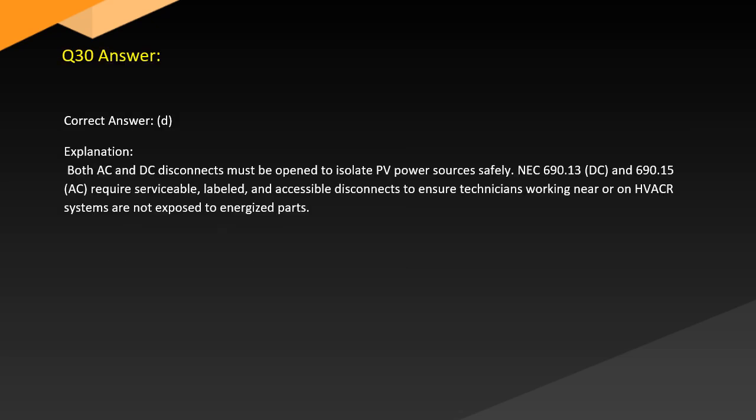Answer. Correct answer: D. Explanation. Both AC and DC disconnects must be opened to isolate PV power sources safely. NEC 690.13 (DC) and 690.15 (AC) require serviceable, labeled, and accessible disconnects to ensure technicians working near or on HVACR systems are not exposed to energized parts.